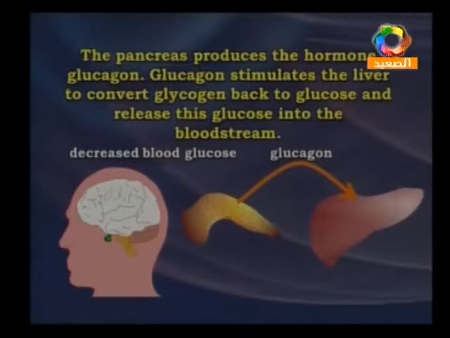Glucagon hormone is secreted from the pancreas to the liver. The liver, by the glucagon, releases glycogen, a type of sugar. The glycogen found in the liver moves to the blood to increase the level of sugar inside the blood, to make energy. So the pancreas produces the hormone glucagon, and the glucagon stimulates the liver to convert glycogen back to glucose and release this glucose into the bloodstream. Why? To keep the activity of our body.